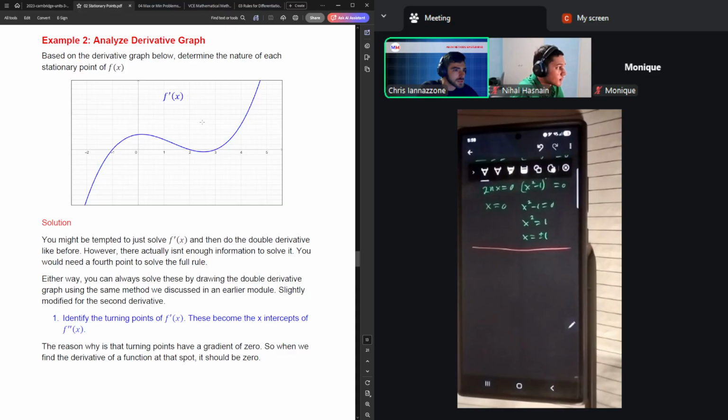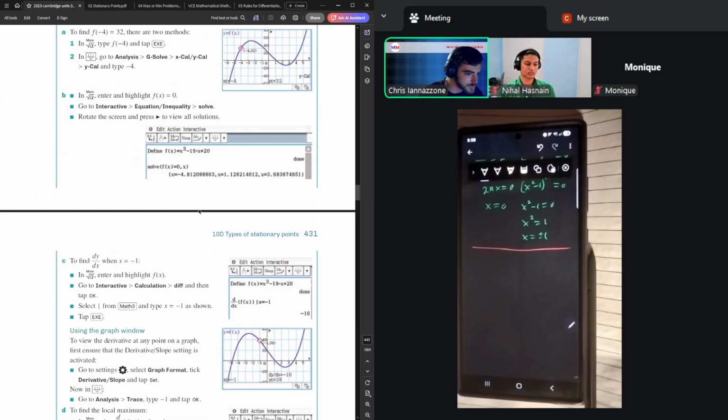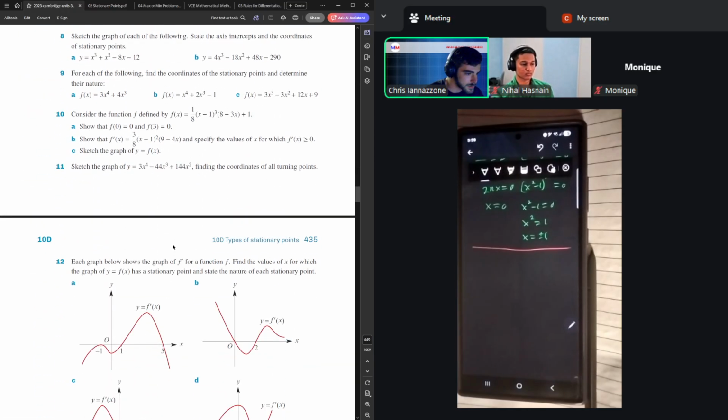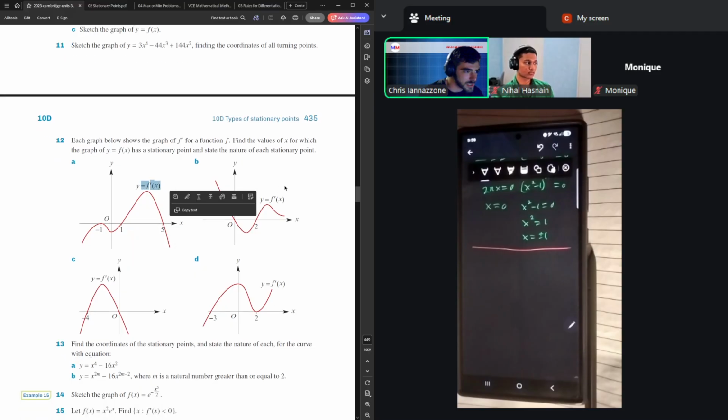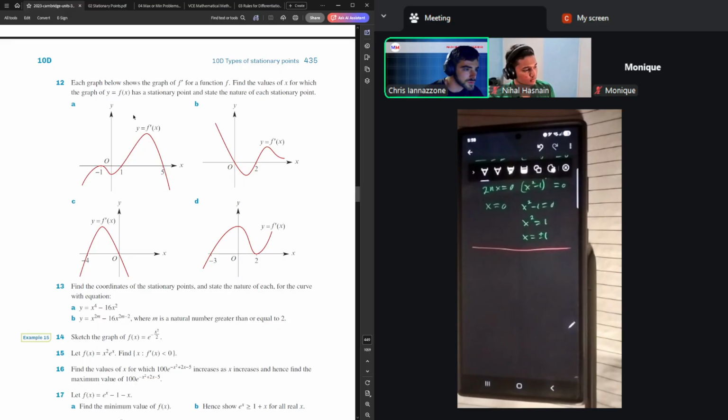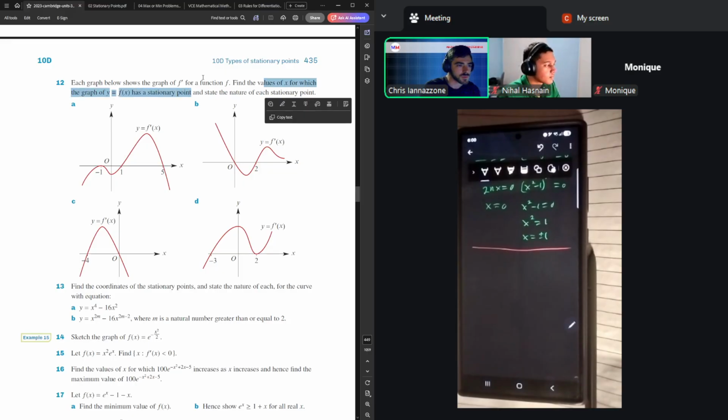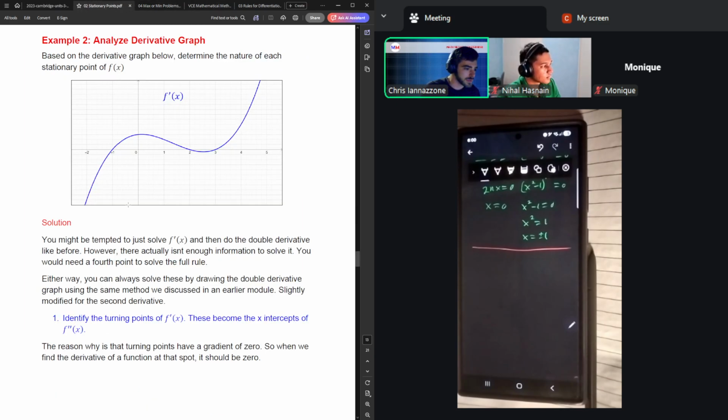Analyze derivative graph. So this is, I guess, an example of where you would have the graph of the actual derivative, and then by having that graph, determine the nature of the original f(x), which probably would have come from here at some point. Do we have one? Yeah, so it's these kinds of questions in the Cambridge textbook where you've got f' and you want to use f' information to figure out, okay, yes, there are stationary points at these spots, but what's the nature of them as well? So let's see how we handle that.